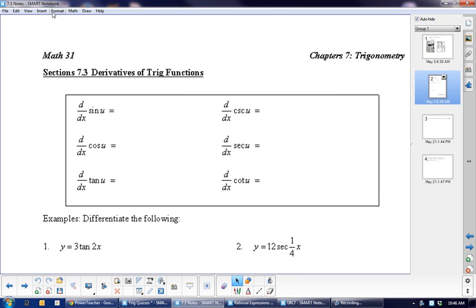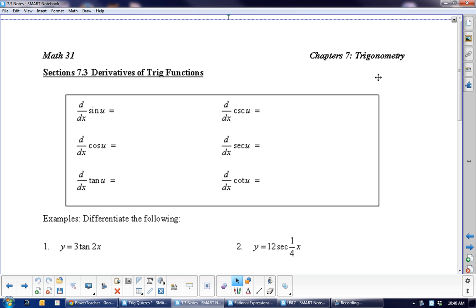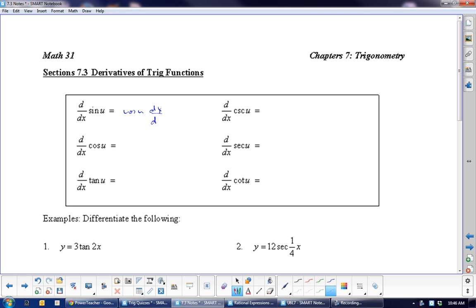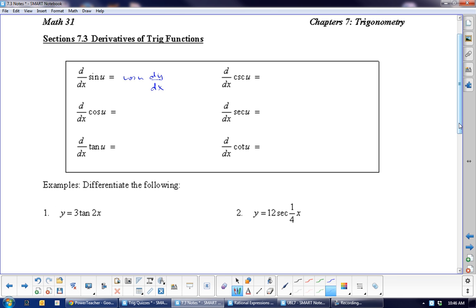All right, so this page is going to go quite fast. Now these are all on your formula sheet, but let's just write them out. The derivative of sine u is cos u du over dx. Oops. So you want to make sure that you're always doing the derivative of u after you're finished. The next one is negative sine u du over dx.